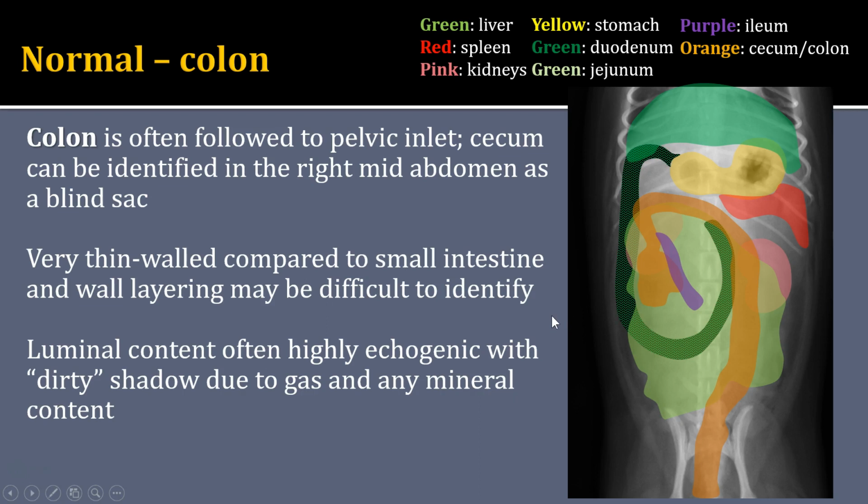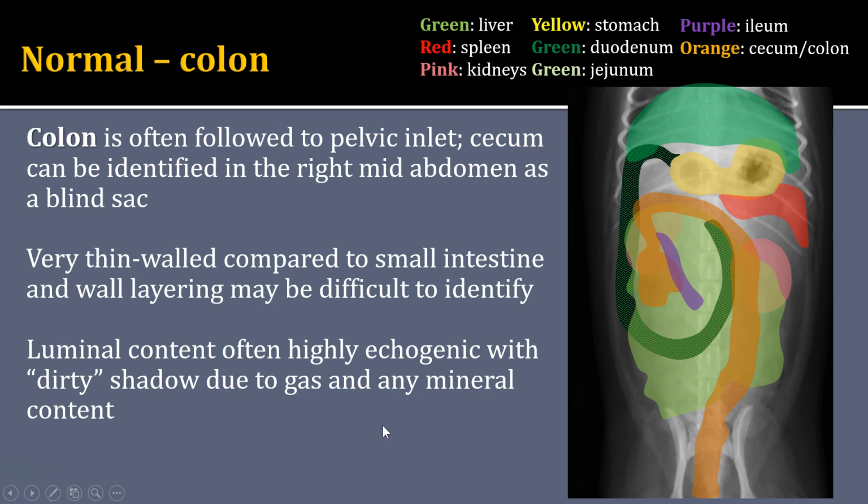The large intestine has both the cecum and the colon. So the cecum, once we identify that, will be more caudal to the ileum, and then the ascending, transverse, and descending portion of the colon are oftentimes able to be followed all the way down to the pelvic inlet. The cecum will be a blind sac, and then the colon will be able to continue following.